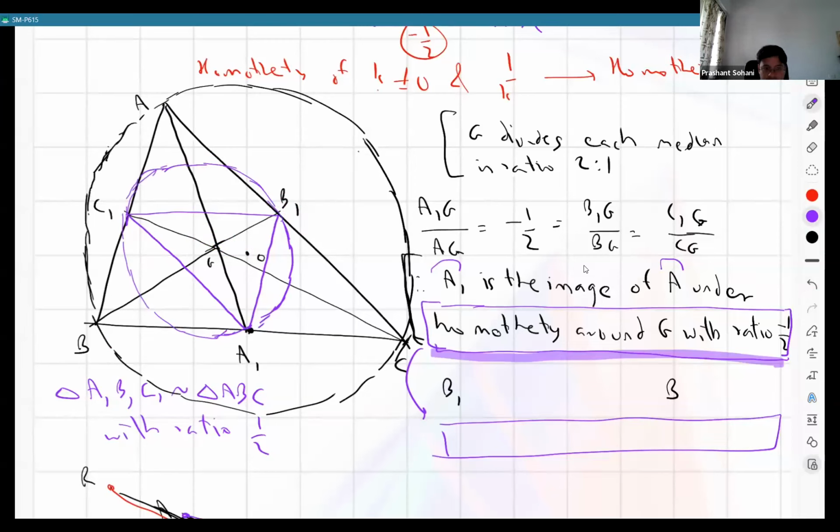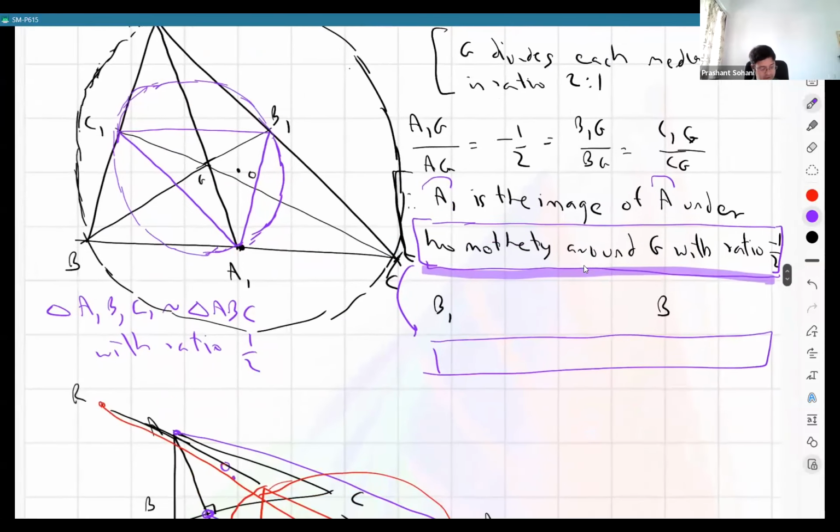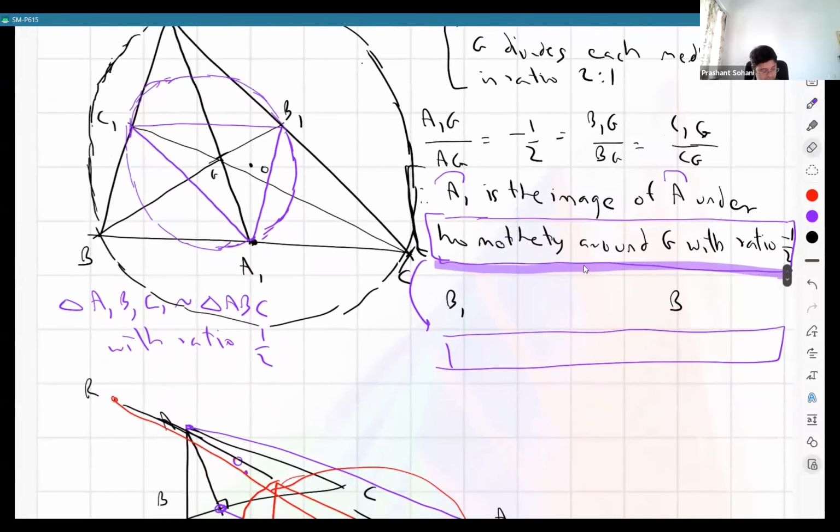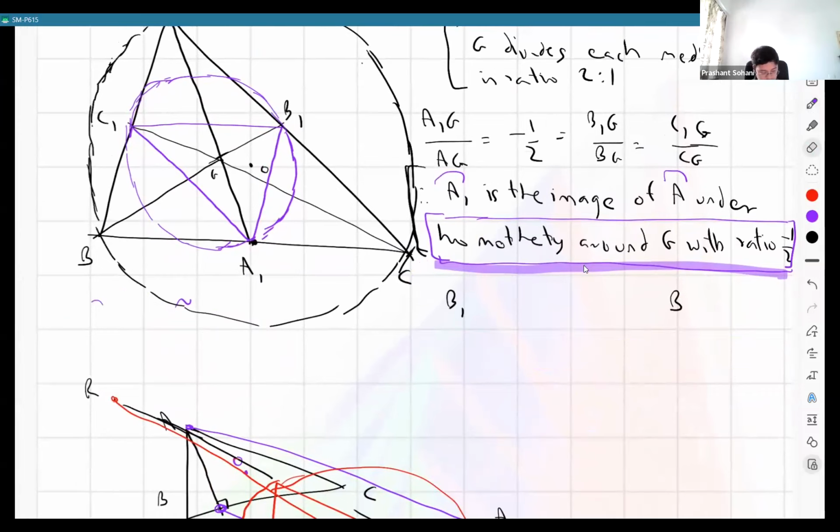And do you know any other name for this circle? The 9-point circle. It is a 9-point circle, right? Because three of the 9 points are the midpoints of the three sides. So in other words, what are we saying? We have observed something very interesting, that just as triangle ABC is the image of, so I could write it like this here, triangle A1 B1 C1 is the image of the original triangle under the same homothety.